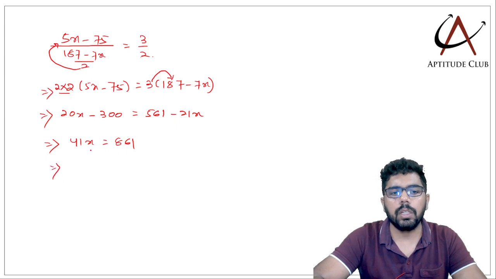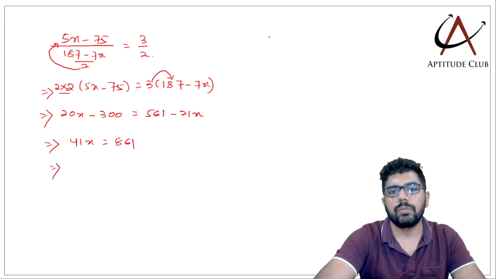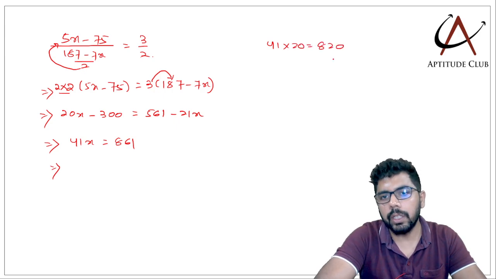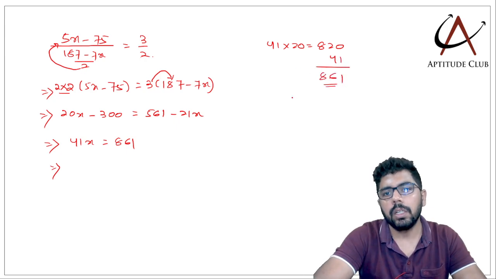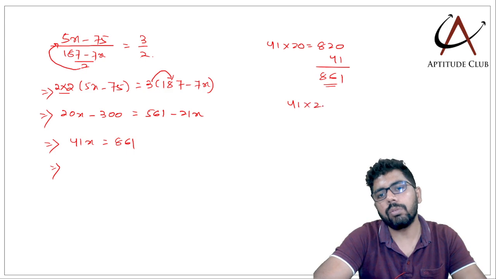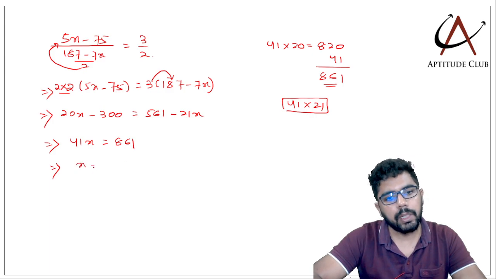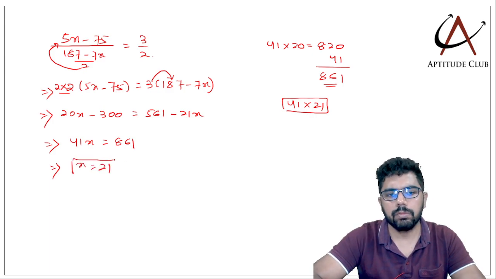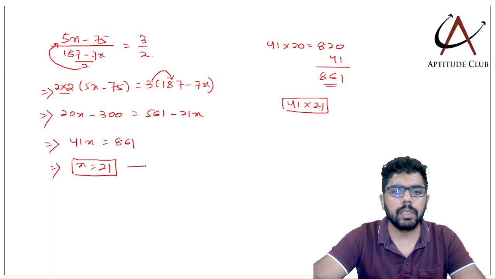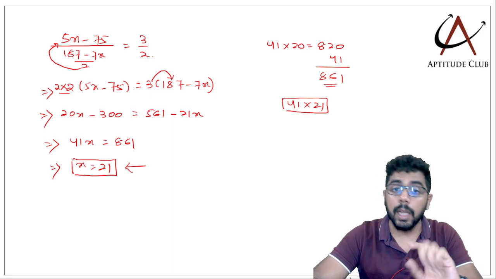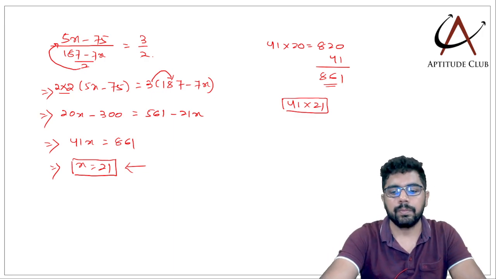Now 41, 861. 41 into 20 is basically 820, and if I add another 41 it becomes 861. So basically 41 into 21 is 861. I'm getting x as 21. Very simple. It just depends how comfortable I am in calculating, multiplying, adding, subtracting. We'll have to be careful about this.